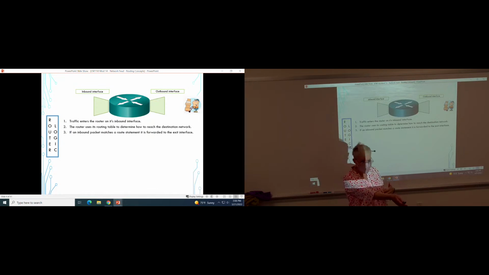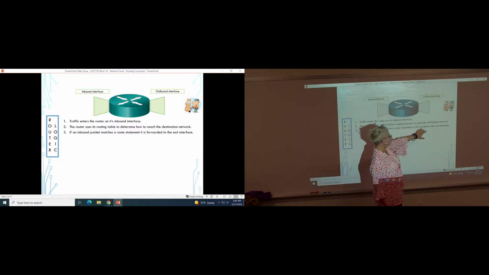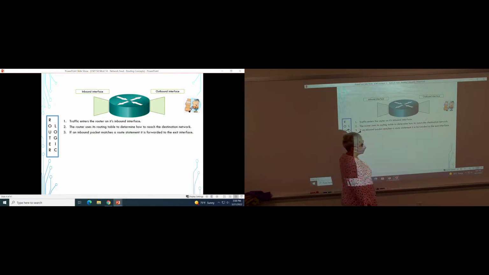That might be a next hop. That might be the actual destination. It's hard to tell. So when the inbound packet matches the route statement, it forwards it out the exit interface, right? Think of it like mail. The mail comes into the post office, says, oh, Florida, I got to put it in this bin, right? And then it gets shipped out, okay?